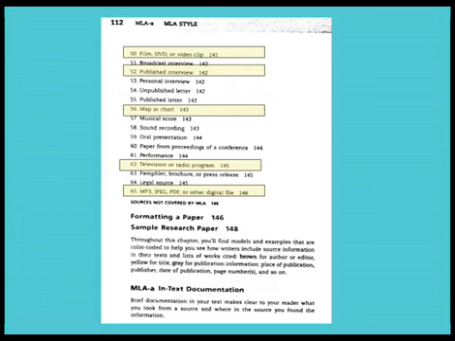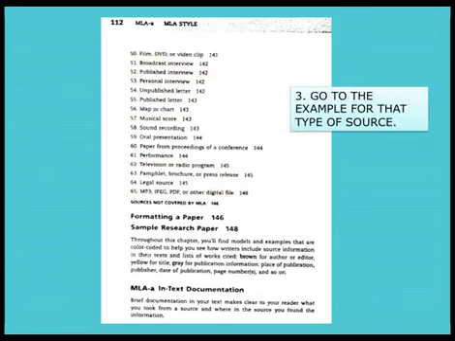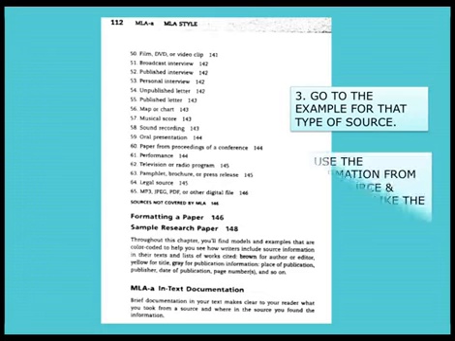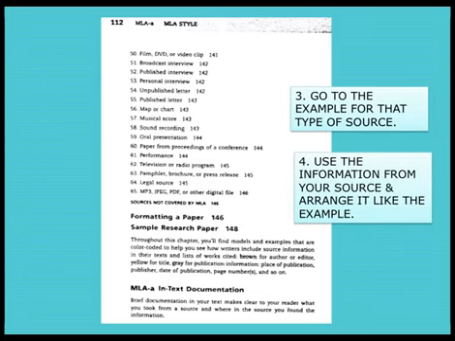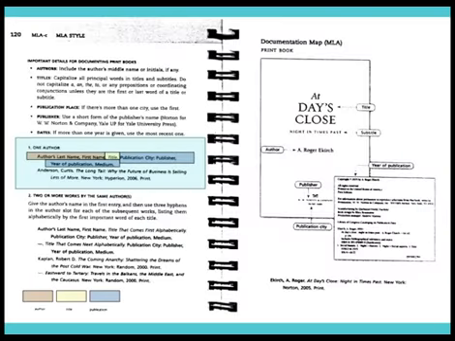So once you figure out what kind of source you have and how you accessed it, then you find the entry here in the directory. Then you'll notice that the directory examples have a page number after them. So you go to that example for that particular type of source. And then you use the information from your own source that you gathered and arrange it like the example.